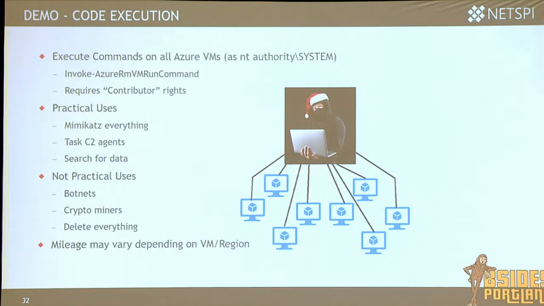But some practical uses here: running Mimikatz against all the virtual machines to gather all of the available clear text credentials or NTLM hashes, pulling those off of those boxes. Potentially tasking C2 agents, so if you want to get, say, an Empire or Meterpreter shell on all of the virtual machines in the Azure virtual machine environment, you can go ahead and just do that. You basically just task it up and say, run this PowerShell command and hit go. Searching for data, that's kind of nice. You could search for sensitive files on stuff.